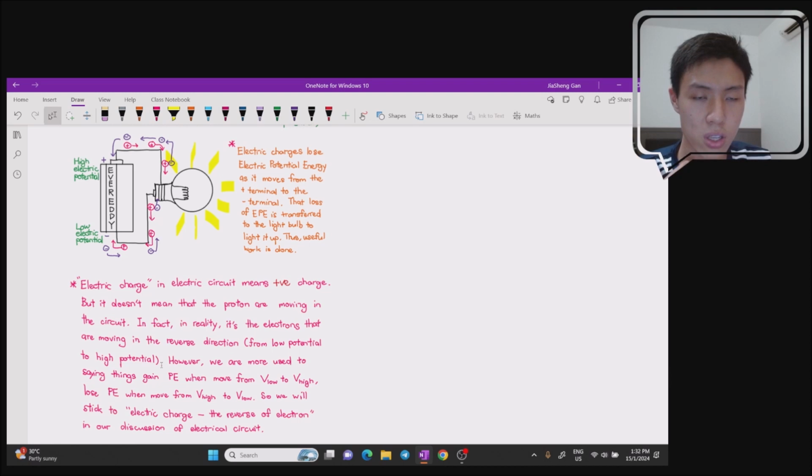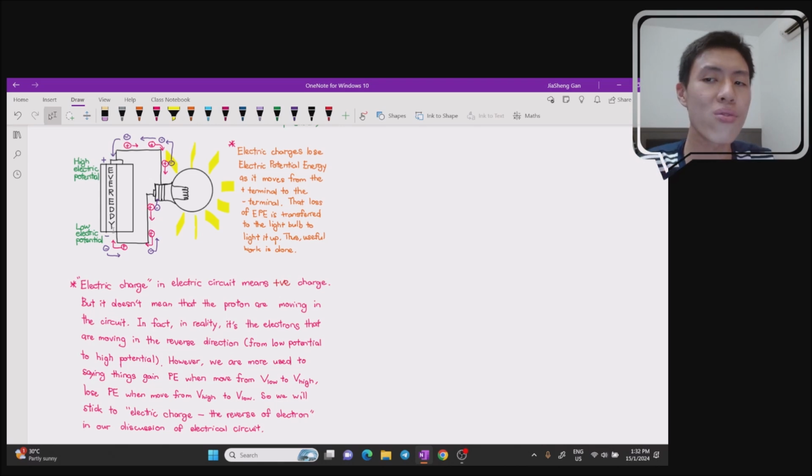Conventionally, in everyday physics language, if it says that charges flow from the positive terminal to the negative terminal, or current flows from the positive terminal to the negative terminal, we are thinking of positive charges moving from the positive terminal over here towards the negative terminal. But those positive charges are merely an imaginary kind of positive charge, I would say.